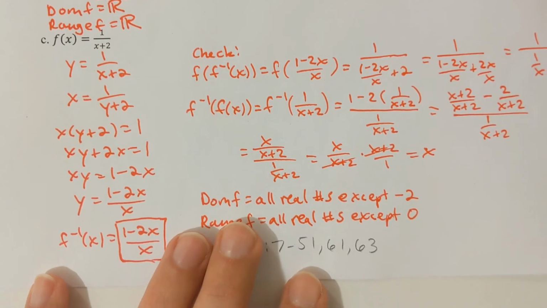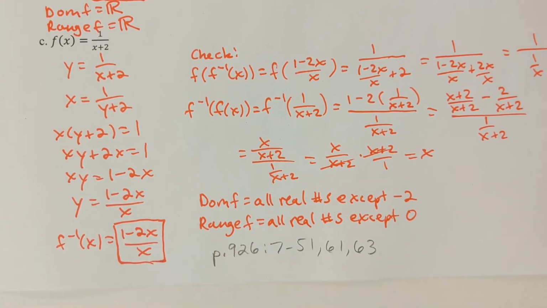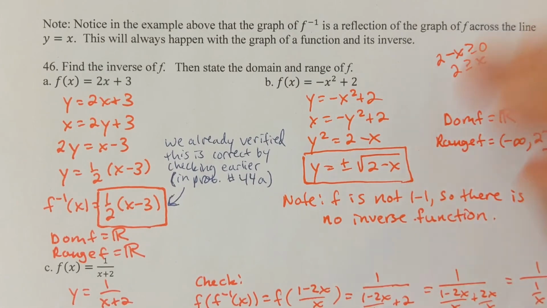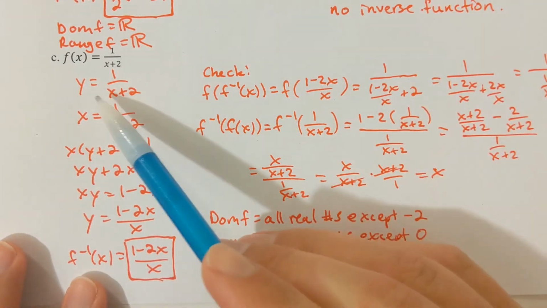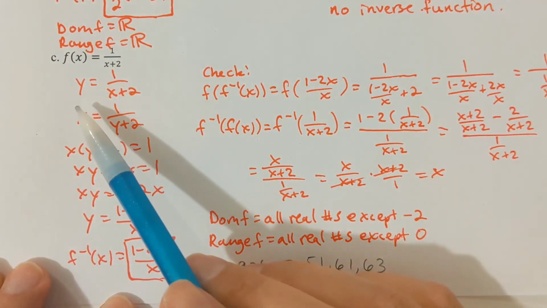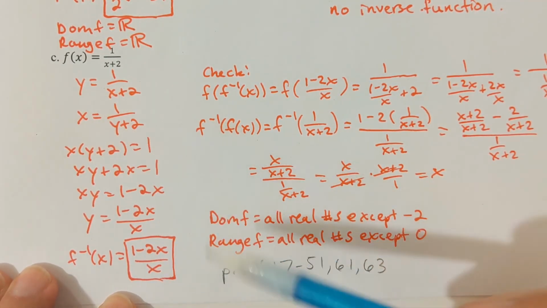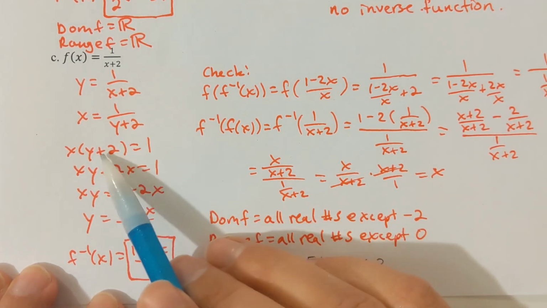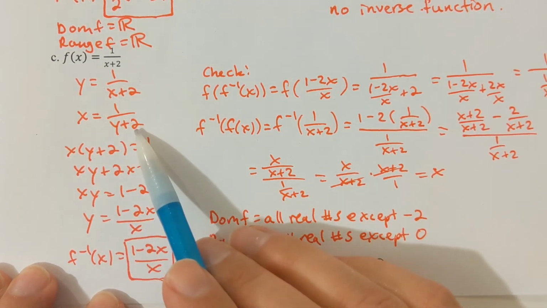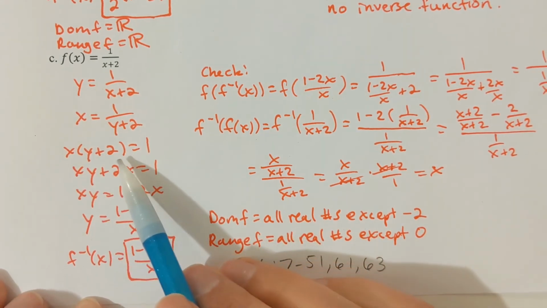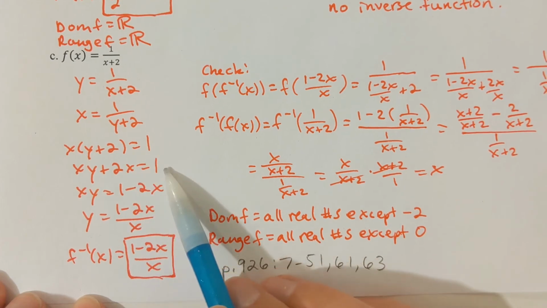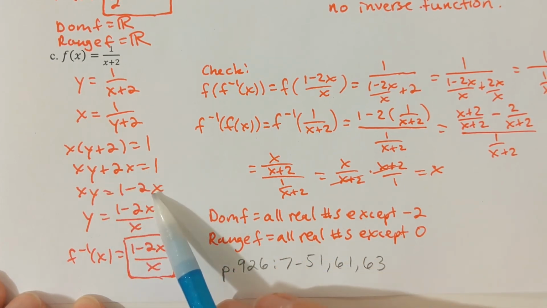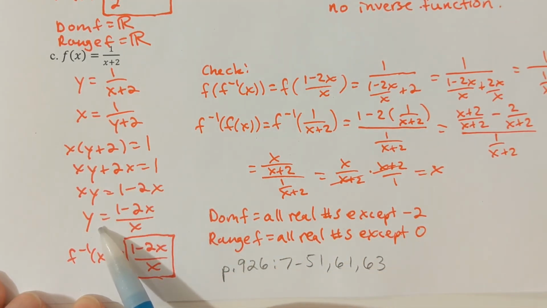Part C is the last one here. We've got f of x equals 1 over x plus 2. Let's find the inverse of f, the domain of f, and the range of f. So I'm going to first rewrite this in terms of y, and then switch x and y, and then begin solving for y. Multiply both sides by y plus 2. That'll get rid of the fraction on the right. Distribute x, and if I subtract 2x and then divide by x, y would be all alone.